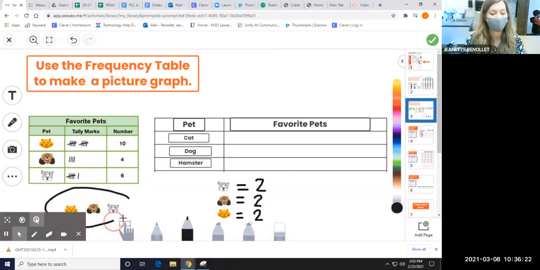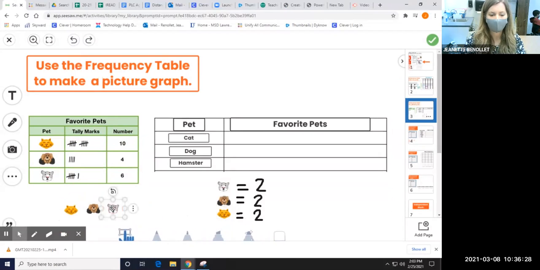Awesome. Now it's time to start representing using the symbols. Over here to the left, I have my symbols ready for duplication. I'm going to copy them and duplicate them to move them to my graph. Let's start with my cat. 10 votes for cat. So I'm going to duplicate my cat and move in 1. Again, I know that each cat is equal to 2. So I'm going to skip count by 2s as I do this.